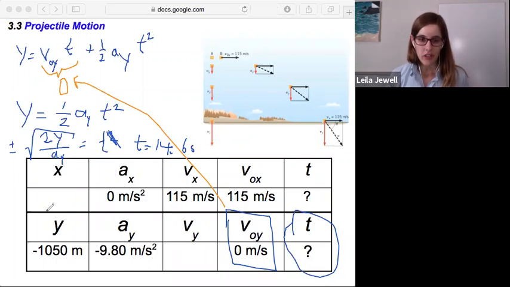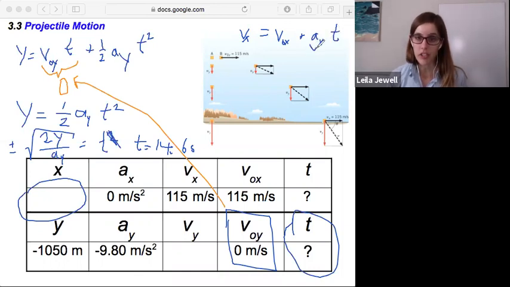Now, what if we had tried to use the x direction? Well, in the x direction, we don't know anything about the displacement. That's missing. So we need an equation that doesn't have the displacement. And so we could do that with our v final in the x direction is equal to v initial in the x direction plus the acceleration in the x direction times time. But the problem here is the acceleration in the x direction is 0. And so this whole second term disappears and we're left with just our same expression that we already knew, that our final velocity is equal to our initial velocity in the x direction.